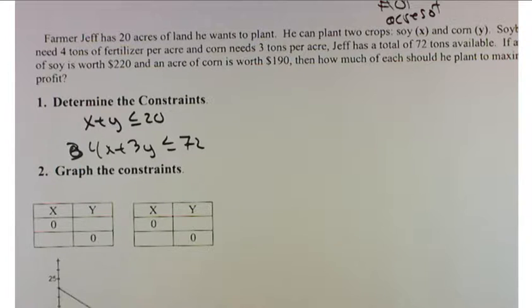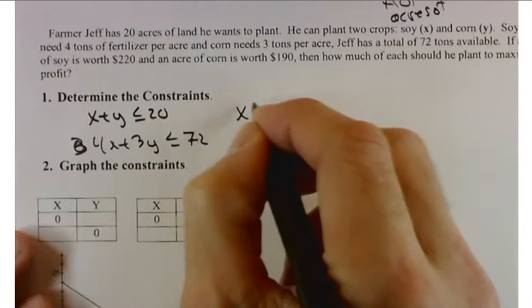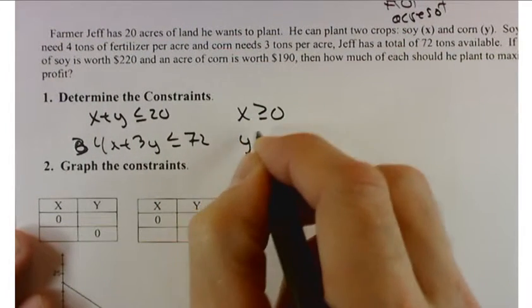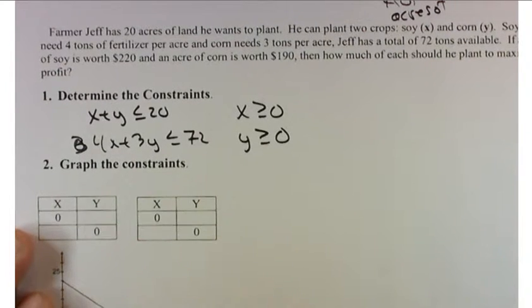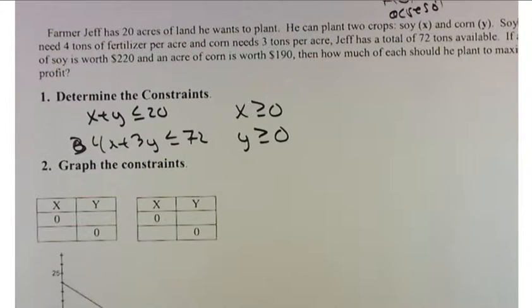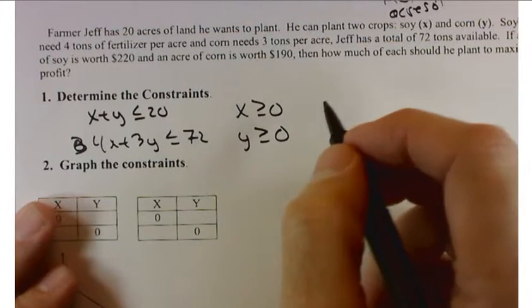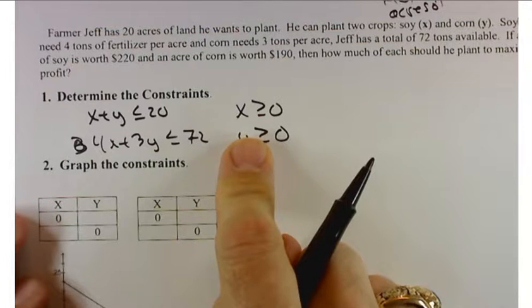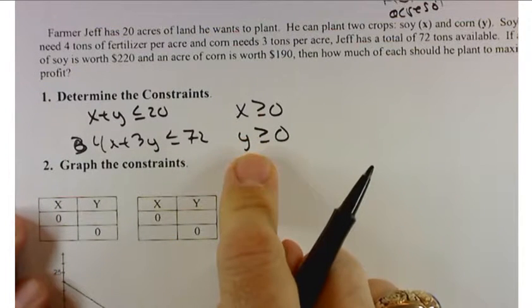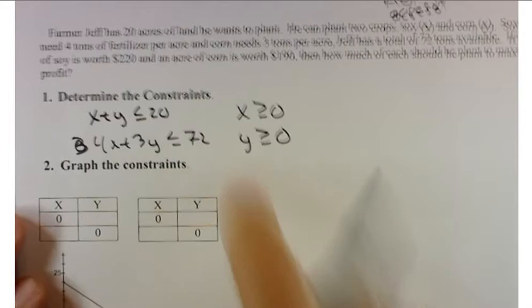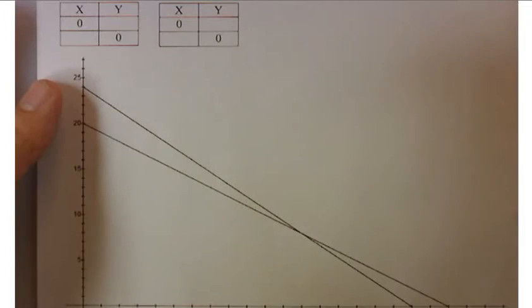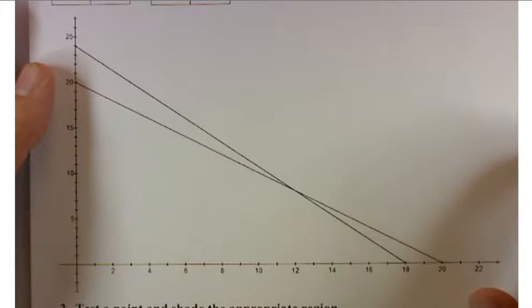There's a couple constraints here that are implied but not really stated. And that is X has to be greater than or equal to 0 and Y has to be greater than or equal to 0. These are called natural constraints. They won't be stated, but they're important because this restricts your solution to the first quadrant. It has to be someplace here in the first quadrant.